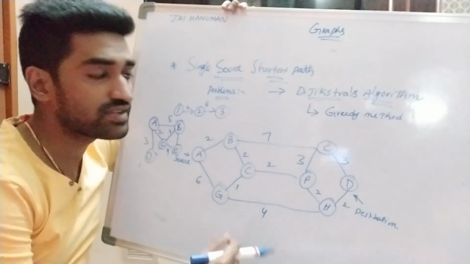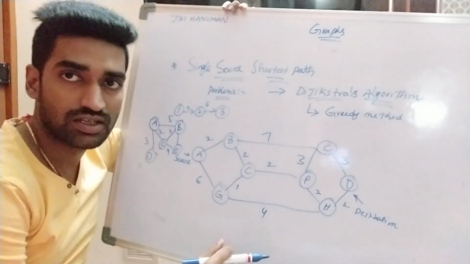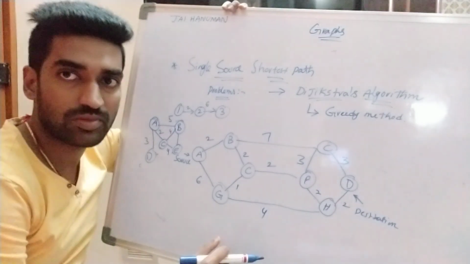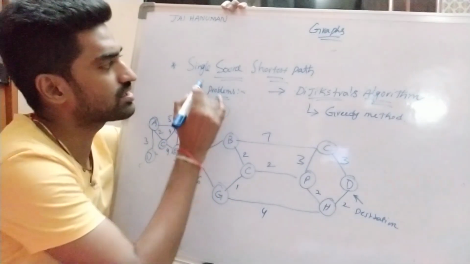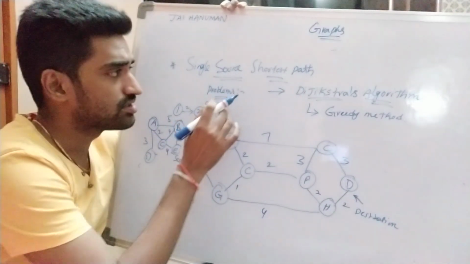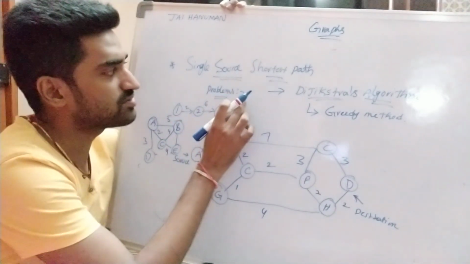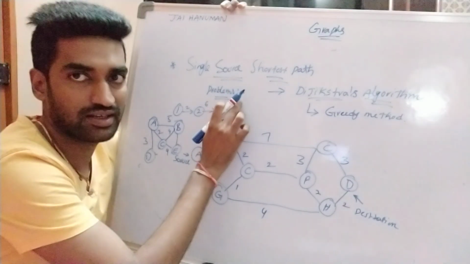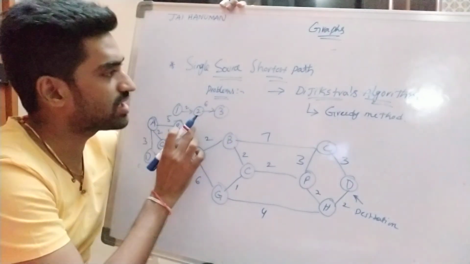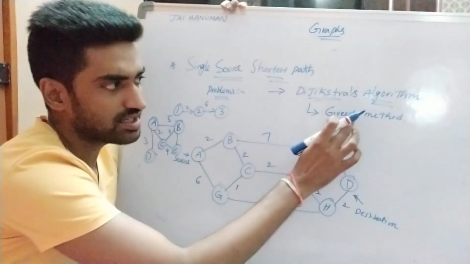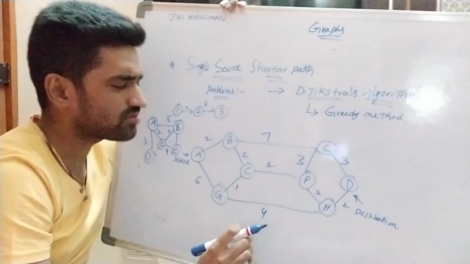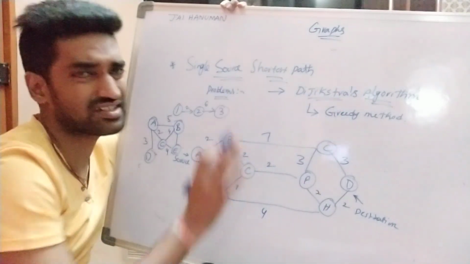Yes, hi friends. In the previous session, we already discussed the all-pairs shortest path problem, that is Floyd-Warshall's algorithm, right? So in this session, we are discussing single source shortest path problems. Generally, there are two types of algorithms that come under single source shortest path. In this session, we are mainly concentrating on Dijkstra's algorithm. Dijkstra's algorithm follows the greedy method. So what is the general procedure in Dijkstra's algorithm?